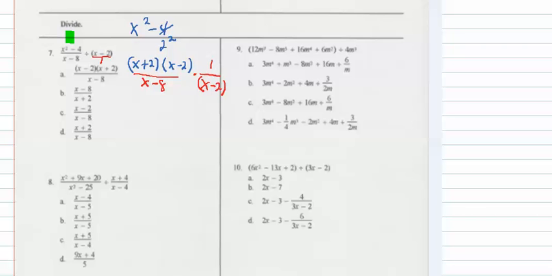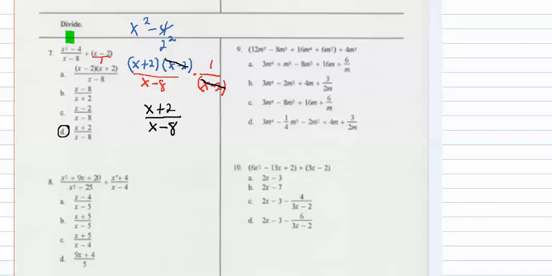Okay, now, is there something that we can cancel here? And I can cancel these two quantities. What do I have at the top of my fraction left? I have the x plus 2. What do I have at the bottom? I have the x minus 8. So now I look at my answer choices and see which one matches that answer. And so number 7 is D.